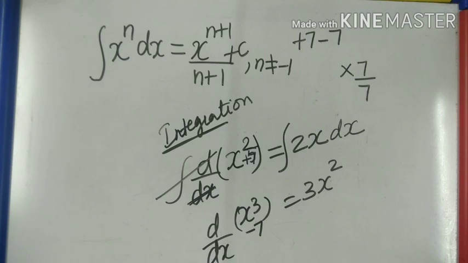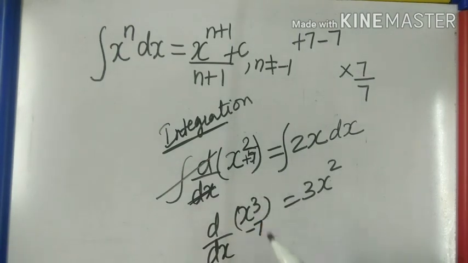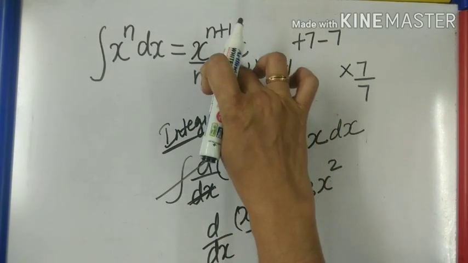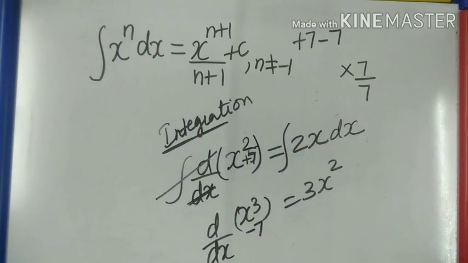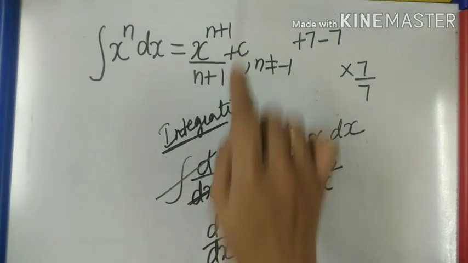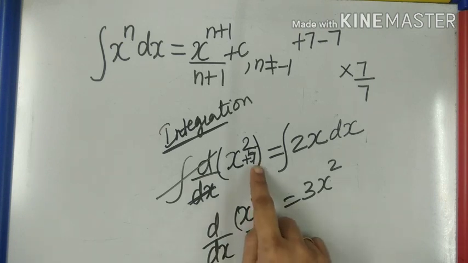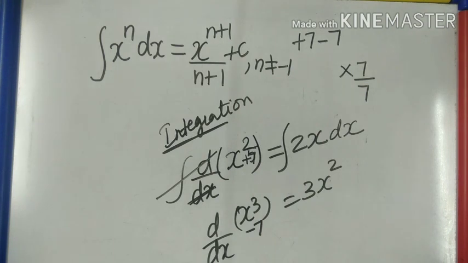So we do not know whether 5 was in the question or 7 was in the question or a half was in the question. So generally put plus c after applying the formula of integration. The c we call integration constant. So the integration constant represents the constant which became 0 in differentiation.